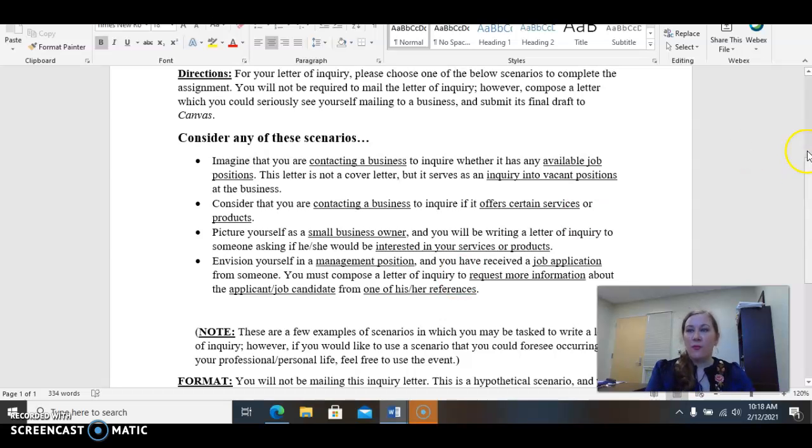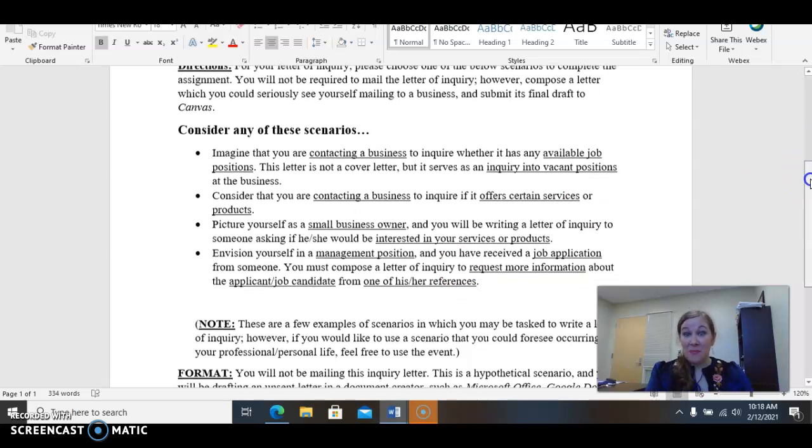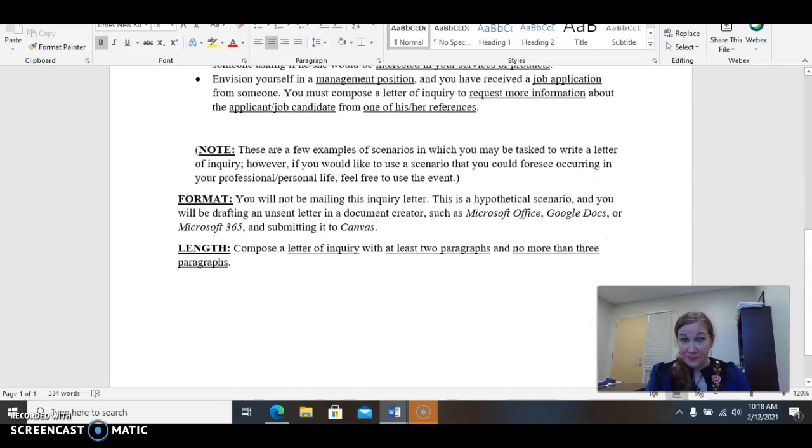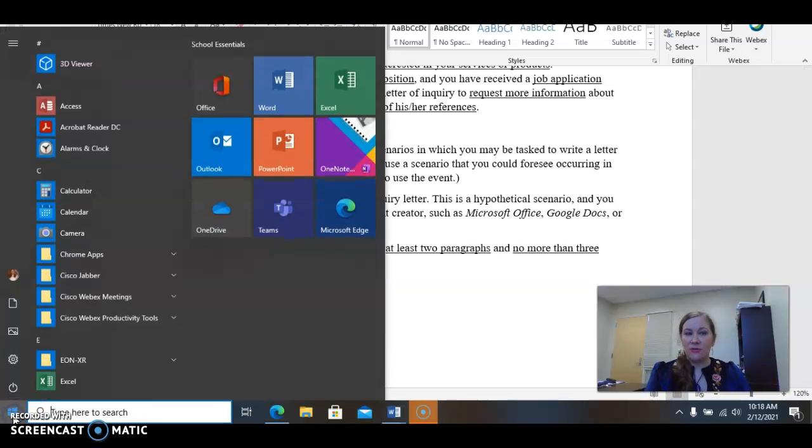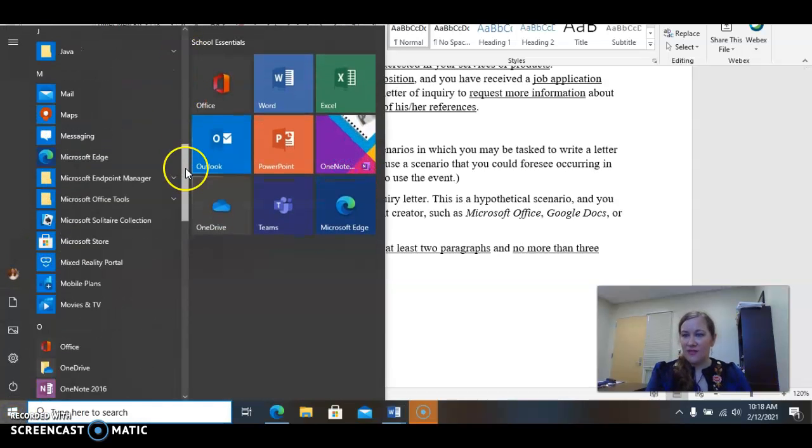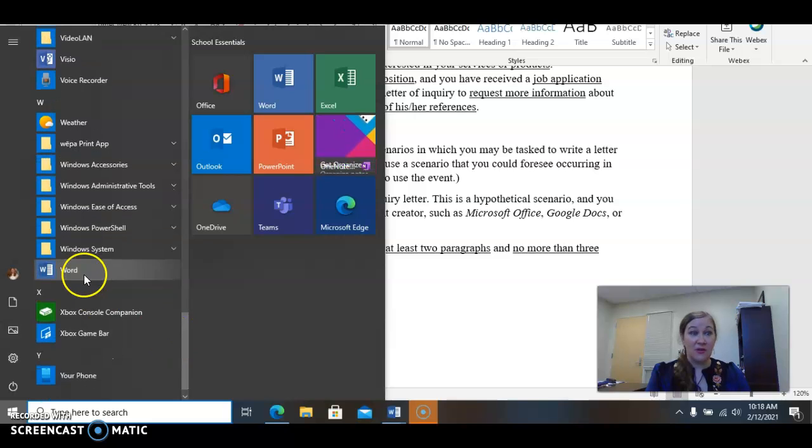So as far as the format, you do need to ensure that this is a business letter structure. Again, as I mentioned, this needs to be in Microsoft Office, Google Docs, or Microsoft 365. You are going to submit this to Canvas as a document. I did want to make sure that you understood, if you use Microsoft, I'm going to go to my Microsoft, because many students don't realize this.